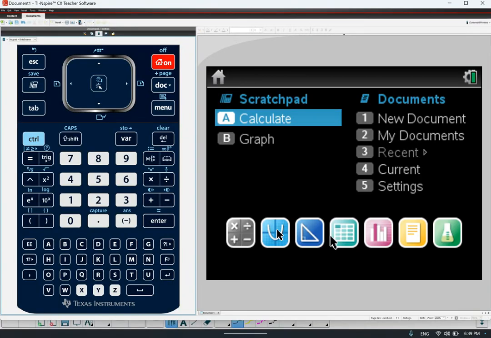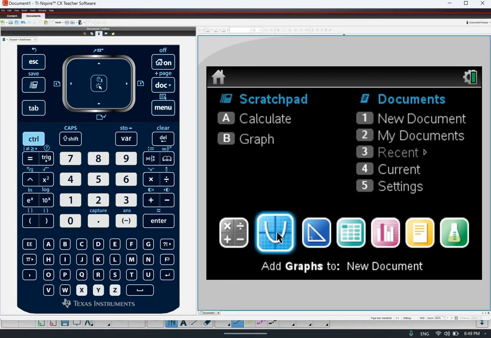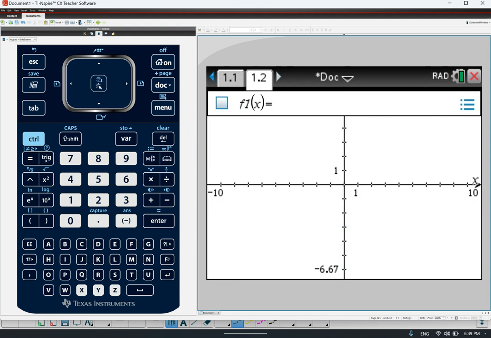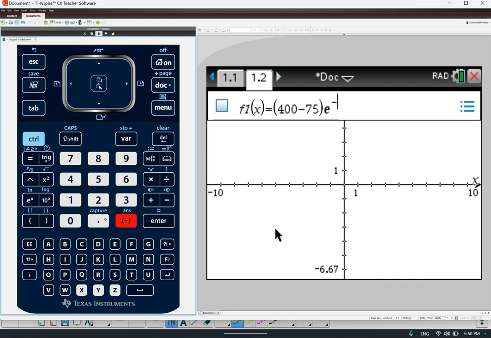So I'm going to go home, go into my graphing calculator, and type in the equation. So just as I saw it. So 400 minus 75, close the parentheses, e to the negative 0.0735, and you have to do an x. The calculator will not accept the t, plus 75, and hit enter.